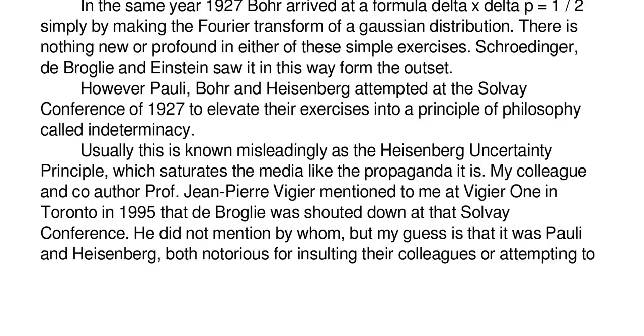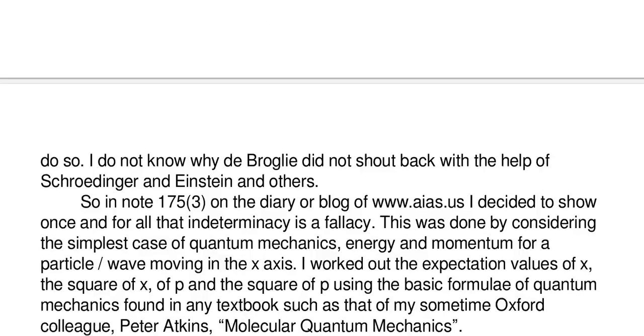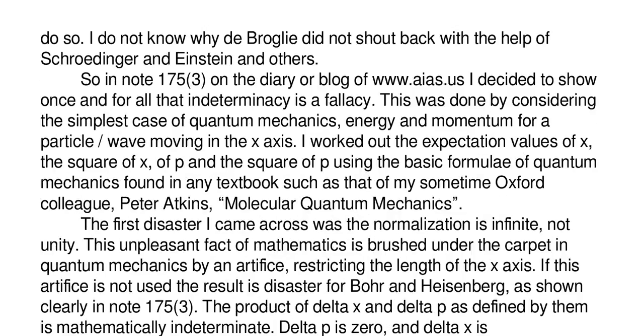My colleague and co-author, Professor Jean-Pierre Vigier, mentioned to me at Vigier 1 in Toronto in 1995 that de Broglie was shouted down at that Solvay conference. He did not mention by whom, but my guess is that it was either Pauli or Heisenberg, both notorious for insulting their colleagues or attempting to do so instead of arguing reasonably. I do not know why de Broglie did not shout back with the help of Schrödinger and Einstein and others.